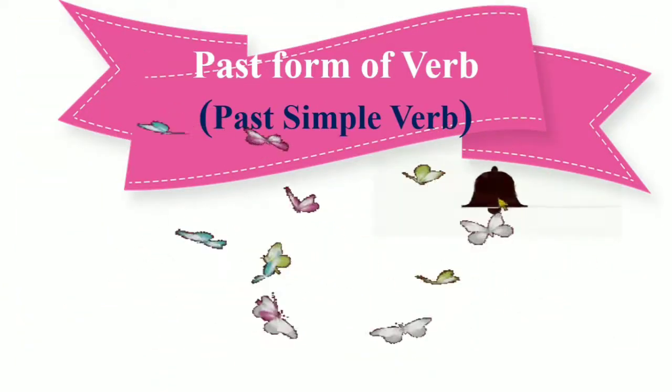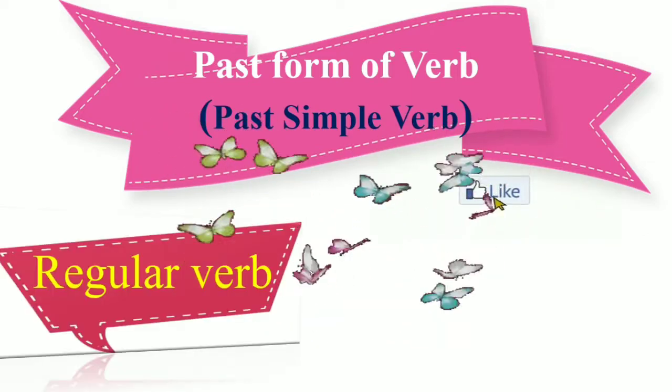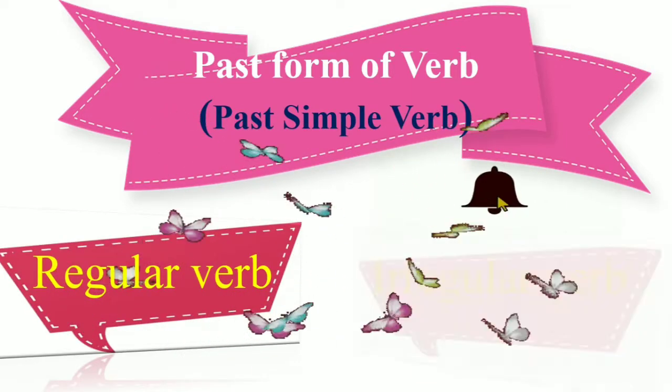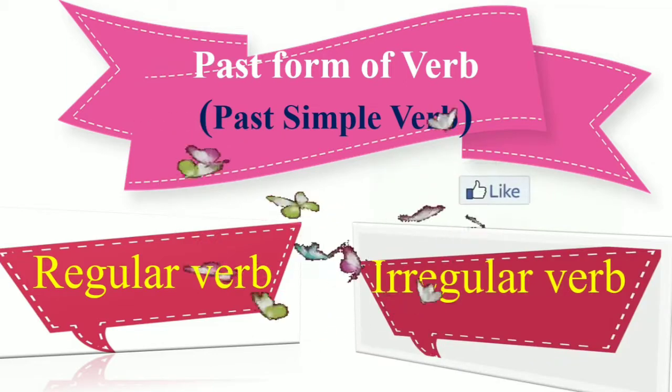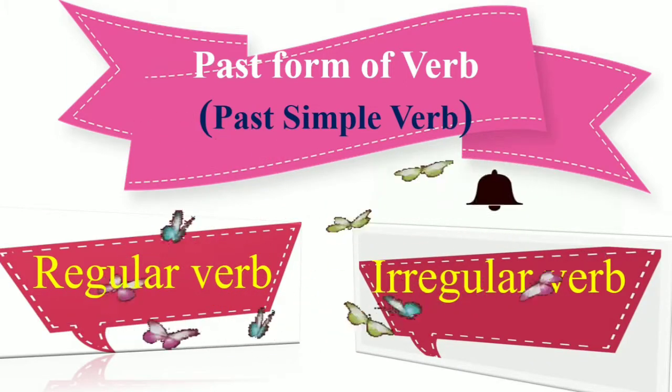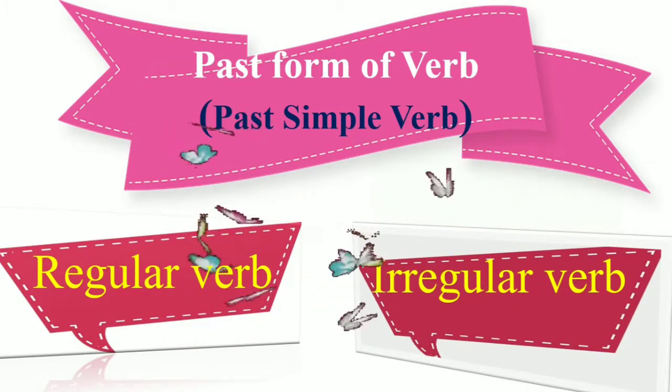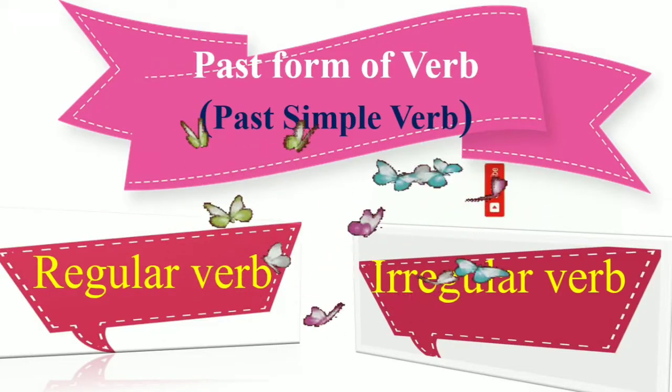Past simple verbs are of two types. The first one is regular verb and the second one is irregular verb. And in our today's session, we are going to learn about the regular verbs only.